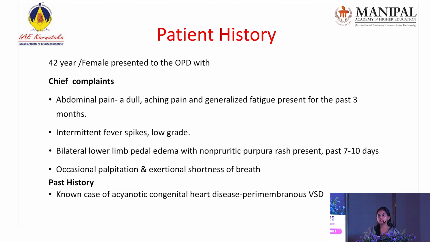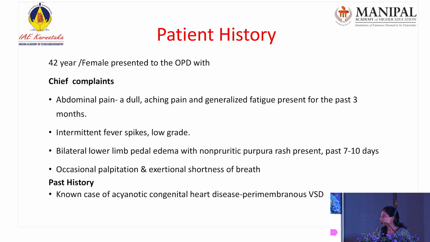So coming to patient history, a 42-year-old female presented to the OPD with chief complaints of abdominal pain, dull aching pain and generalized fatigue, present for the past 3 months. She had intermittent low-grade fever spikes and bilateral lower limb pedal edema, with a non-pruritic purpuric rash present for the past 7 to 10 days, and she had occasional palpitations and exertional shortness of breath.